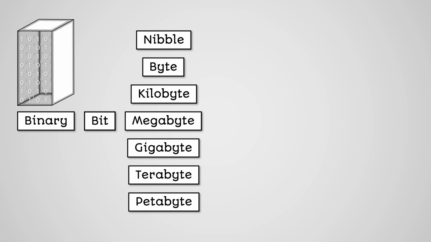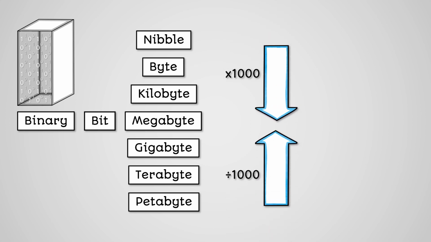To convert between units, you need to multiply when going from large to small and divide when going from small to large. Computers only understand binary, processing data using switches that can either be open, representing a 0, or closed, representing a 1.